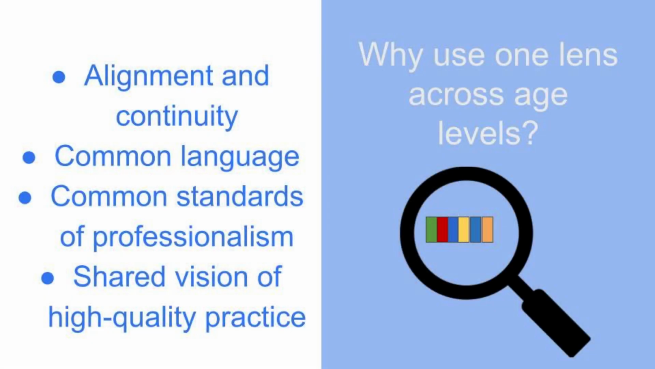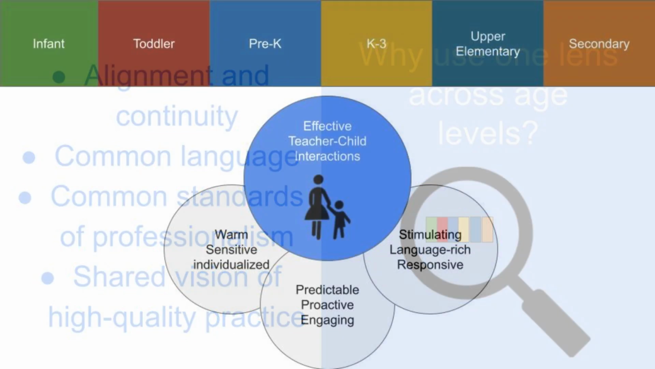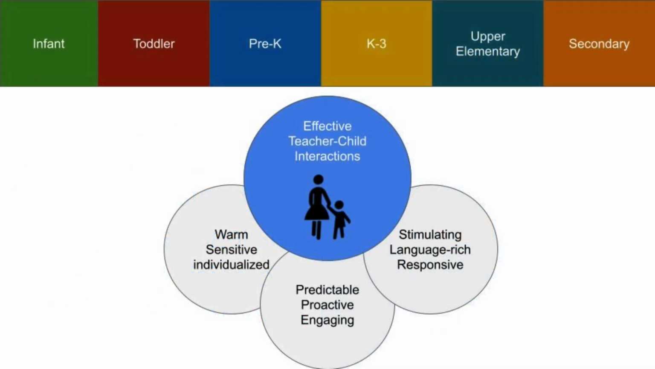The CLASS tool was designed to create a common metric and vocabulary that could be used to describe various aspects of quality across all age levels. Getting to know the vocabulary is an important part of effectively using the CLASS tool. The CLASS tool organizes observable behaviors into categories. There are multiple layers to the categories.